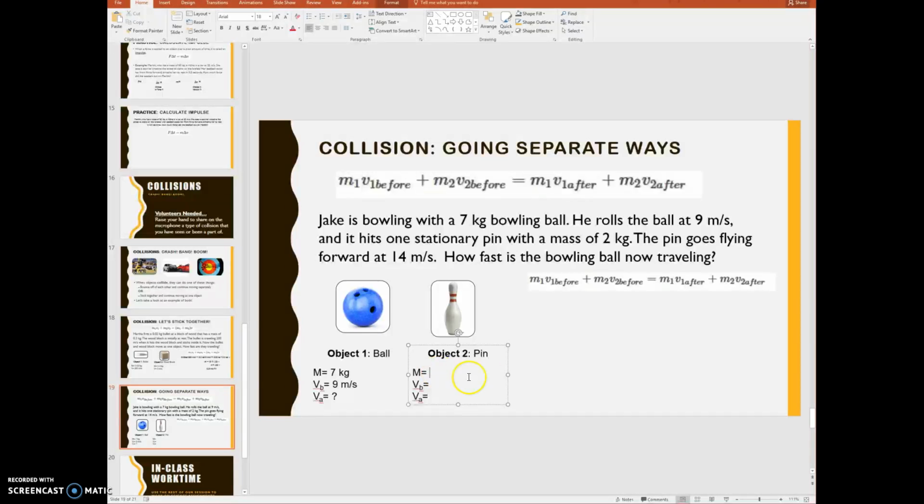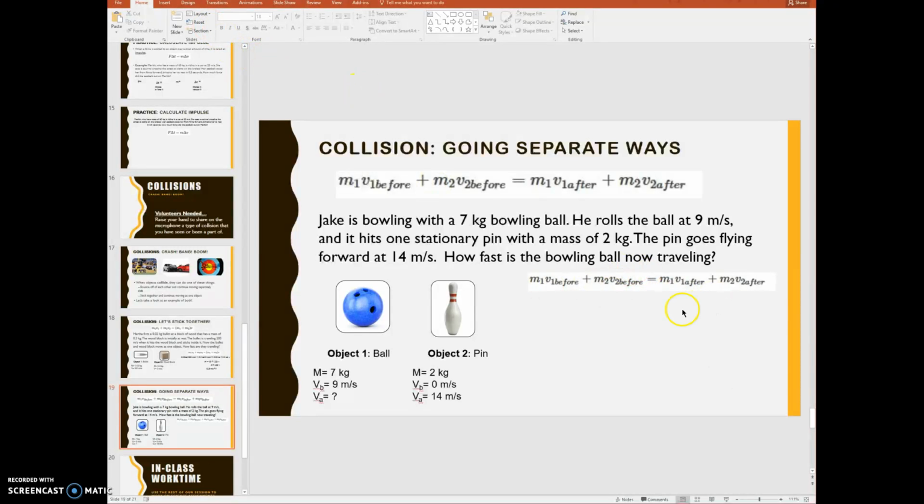So we'll continue to fill in the information that we know from our story. The pin has a mass of 2 kilograms. The velocity of the pin before the collision is 0 because the pin is sitting there. It's a target. It's just waiting to be collided with. So it's at rest. It's considered to be 0. After they hit each other, it says the pin goes flying forward at 14 meters per second. So now I have all of the information that I need except the velocity of the ball after.